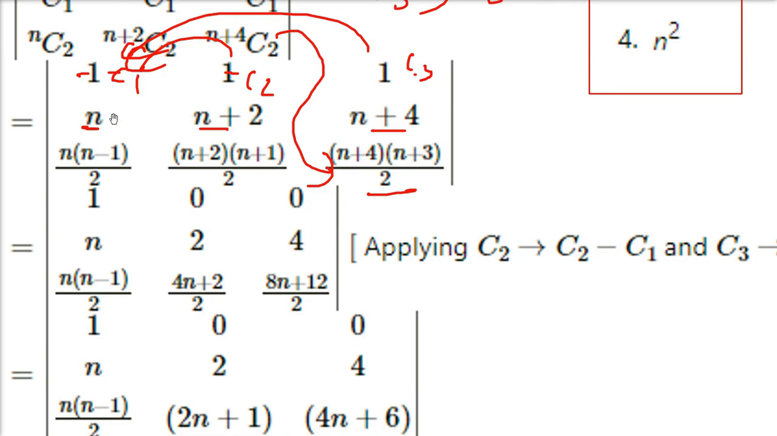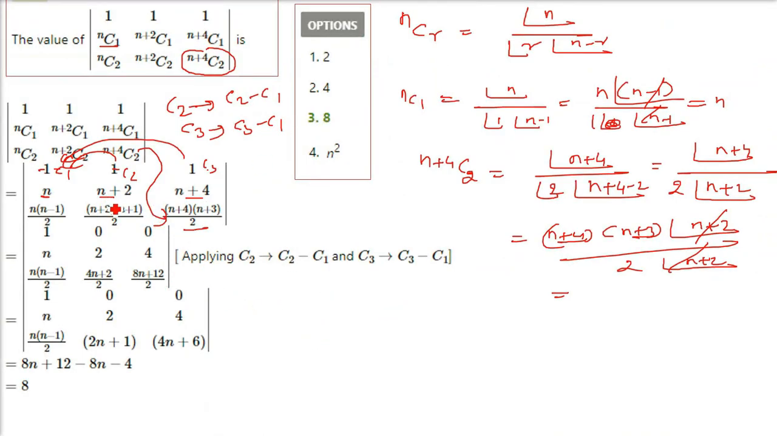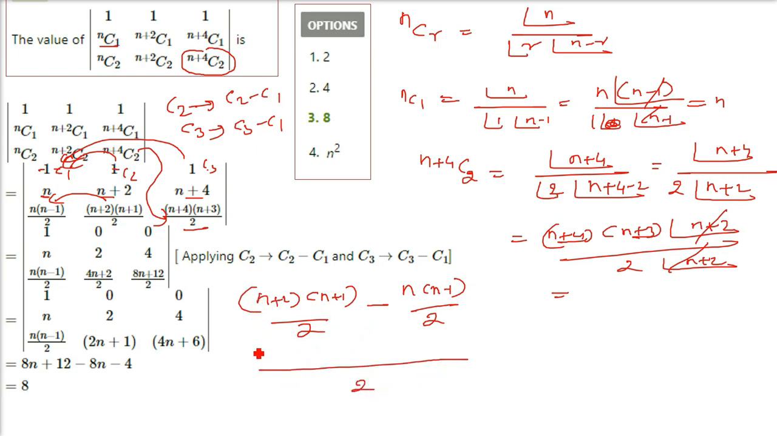Now what do we get when we subtract these two? When we are doing C2 minus C1, we will encounter N plus 2 times N plus 1 by 2 minus N times N minus 1 by 2. So you can take 2 here. Now let us do this. N plus 2 into N plus 1, N square plus N plus 2N plus 2, sorry. Then you have N square minus N here.